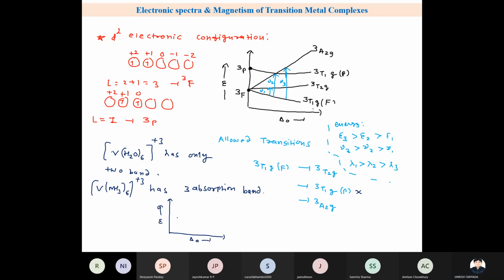See, so here you can have a triplet F and triplet P. What happens here? T1G F, after that next comes triplet T2G, then triplet A2G, and the P orbital stays separate as triplet T1G.